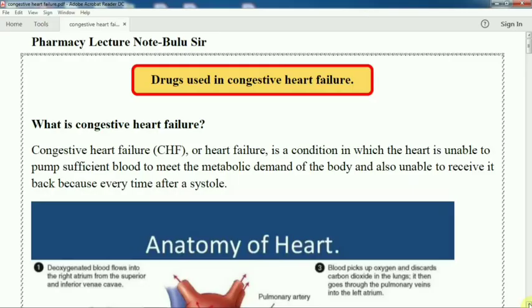Dear friends, today we are going to discuss drugs used in congestive heart failure. So, what is congestive heart failure?